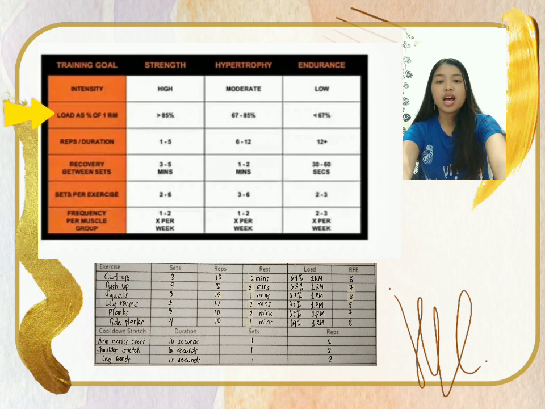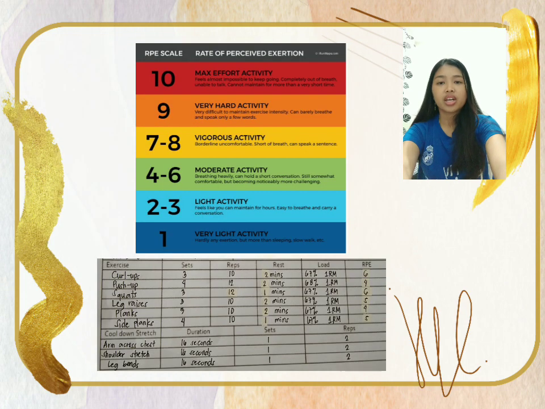Next is the load. Let's look again at the table, load as percent of 1 RM. Under moderate, it should be 67 to 85%. This is why I chose 67% for all of the exercise prescriptions. For the RPE, I used this scale chart again.